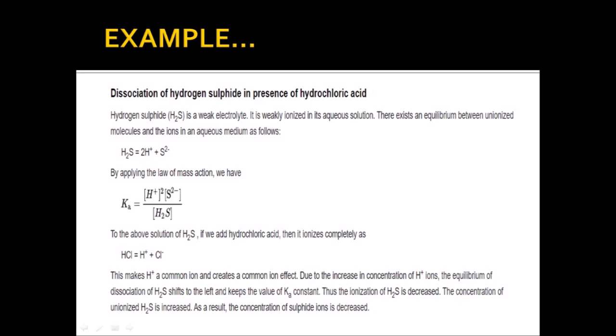Due to the increase in concentration of H+, the equilibrium of dissociation of H2S shifts to the left and keeps the value of Ka constant. Thus, the ionization of H2S is decreased, and the concentration of unionized H2S is increased. As a result, the concentration of sulfide ion is decreased.